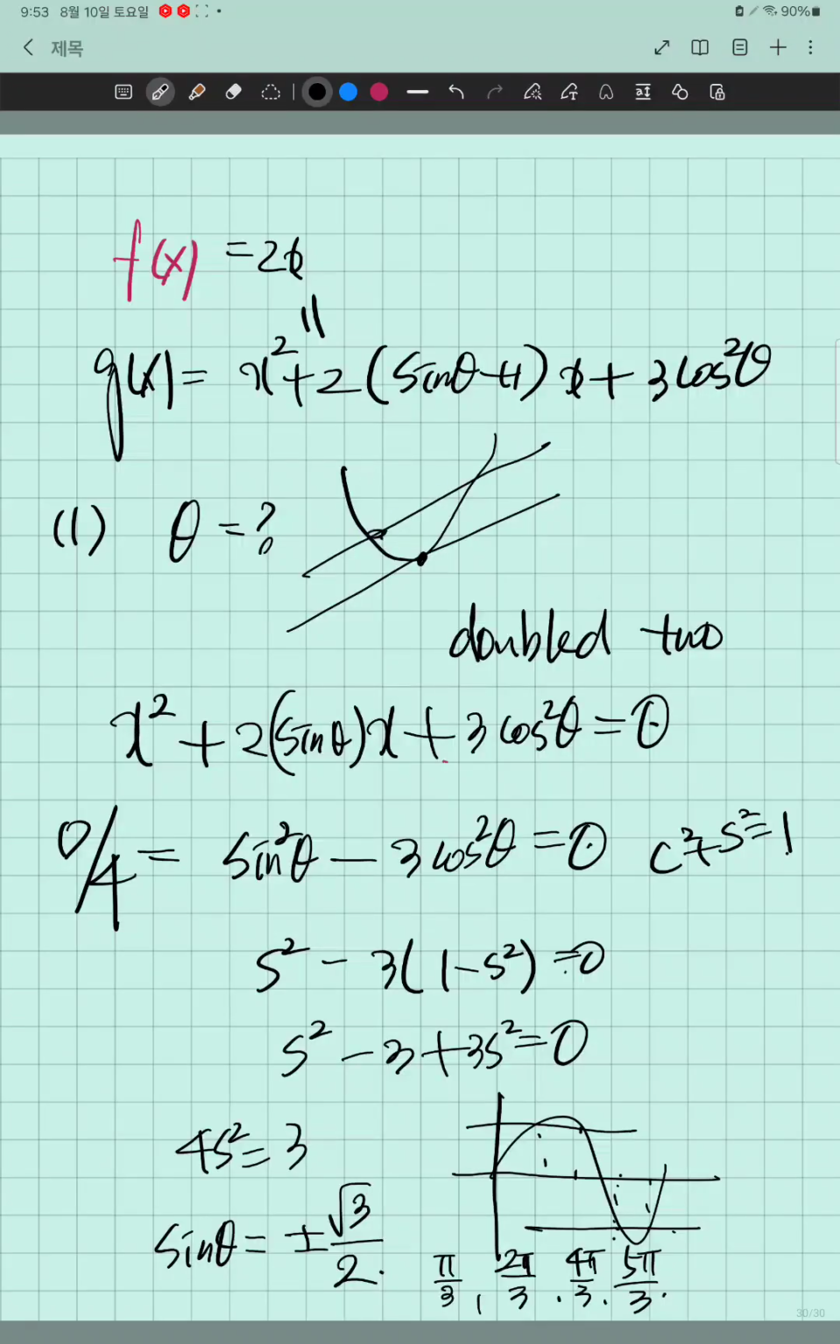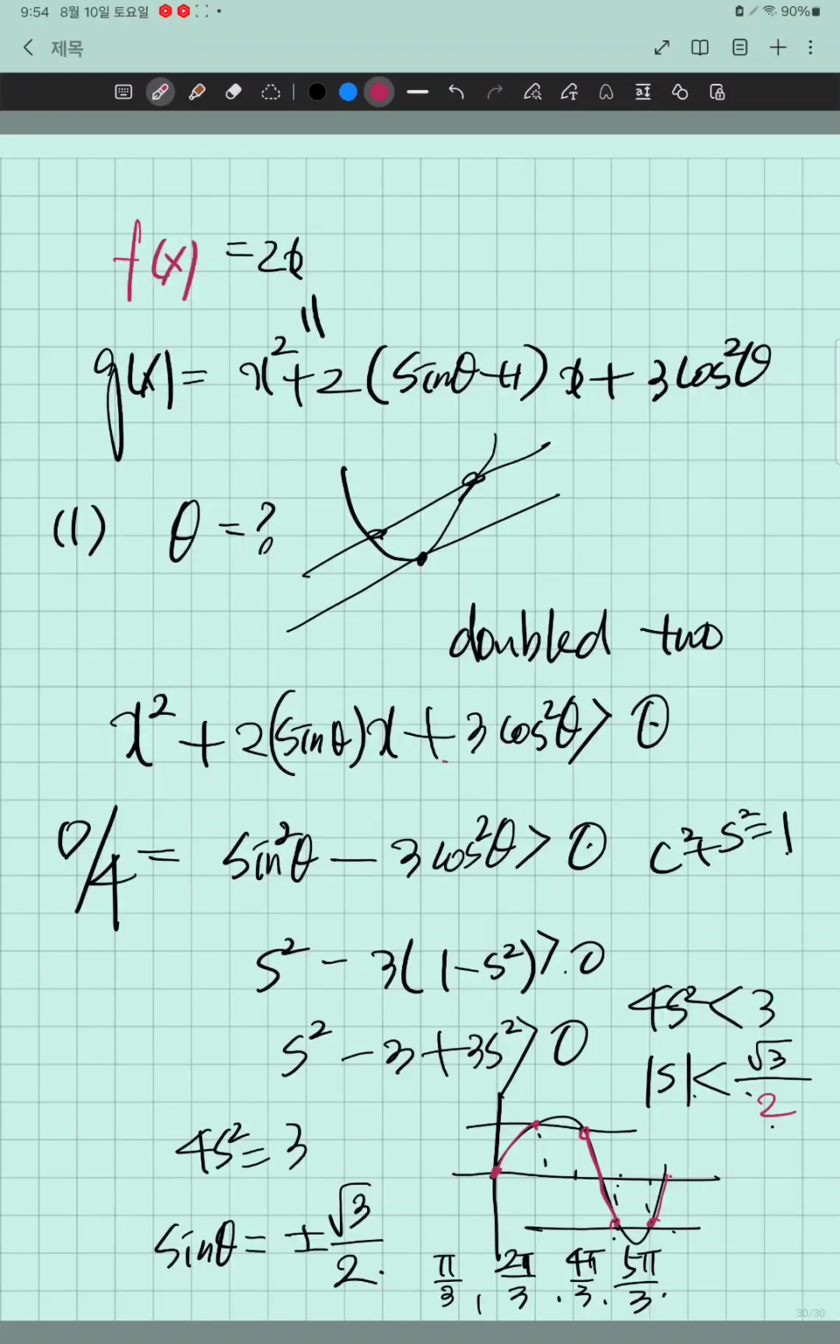And it meets only twice, that is the discriminant is greater than 0. Greater than 0, right? So 4s squared is smaller than 3, that means the absolute value of sine theta is smaller than root 3 over 2. So this region, right? Okay.